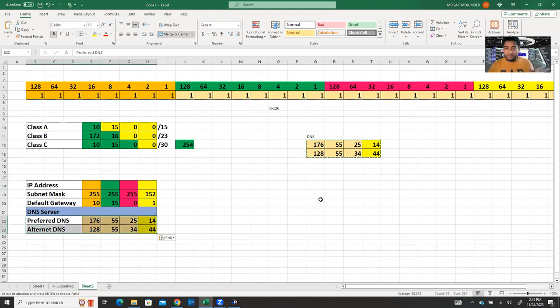So there will be some DNS server set up. I'm not saying it's only two IPs or two DNS servers. It can have multiple DNS servers. You can have multiple alternate IPs. Whenever you configure an IP address, you have to mention the IP address, subnet mask, default gateway, preferred DNS and alternate DNS. These are the rules to configure an IP address.